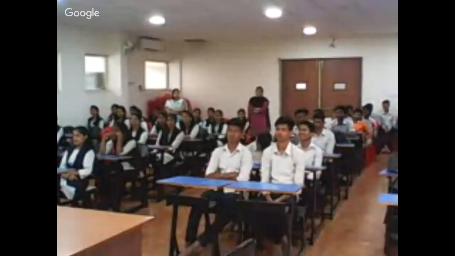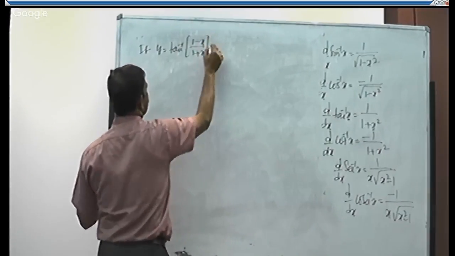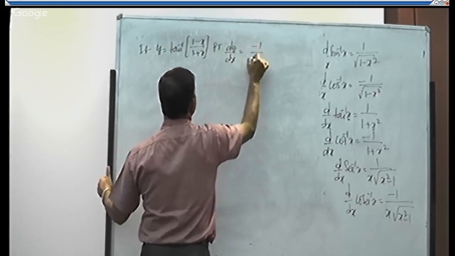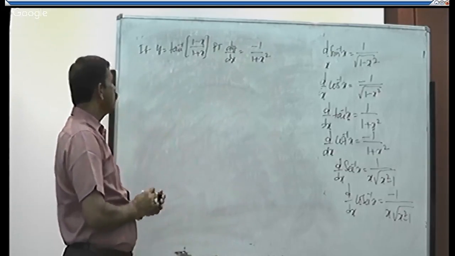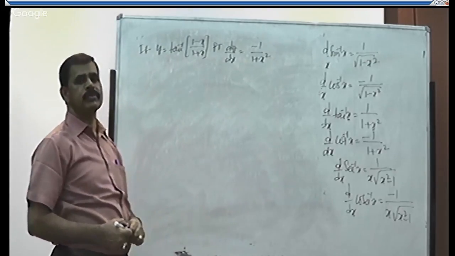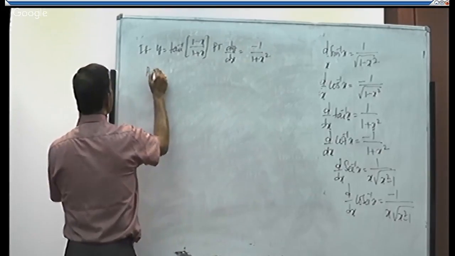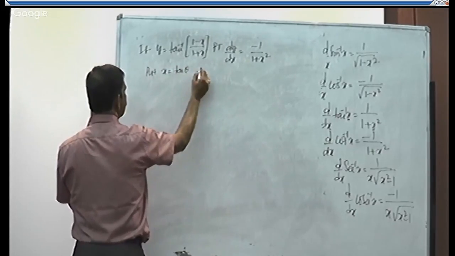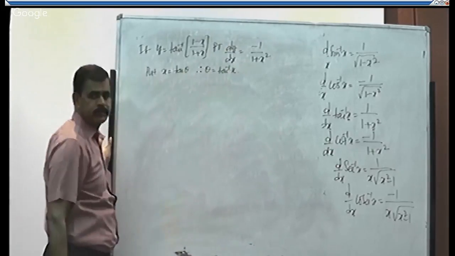y is equal to tan inverse of (1 minus x) divided by (1 plus x). Prove that dy by dx is equal to minus 1 by 1 plus x square. This can also be done by the regular method or by the substitution method. If you use the substitution method, it will be easy to get the answer. What substitution? Again, you take x is equal to tan theta. Therefore theta becomes what? Theta becomes tan inverse x. Right?